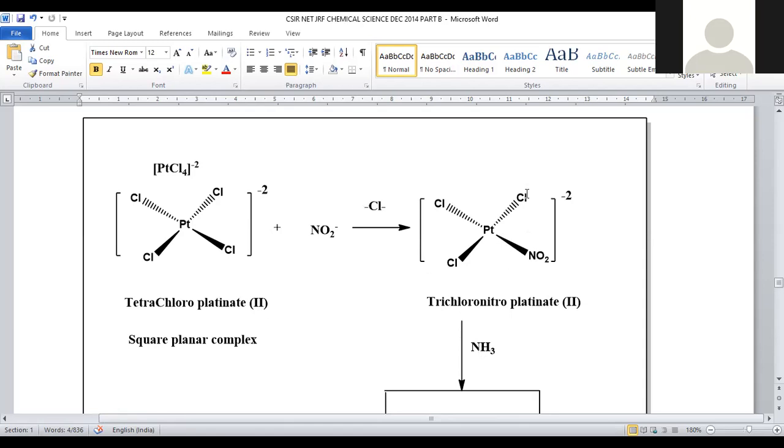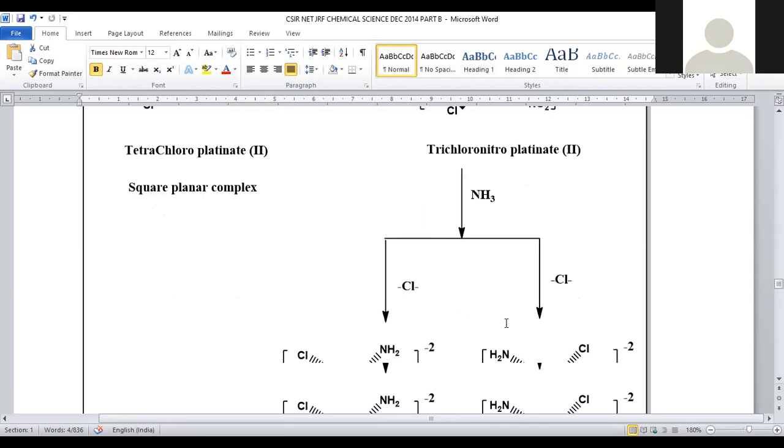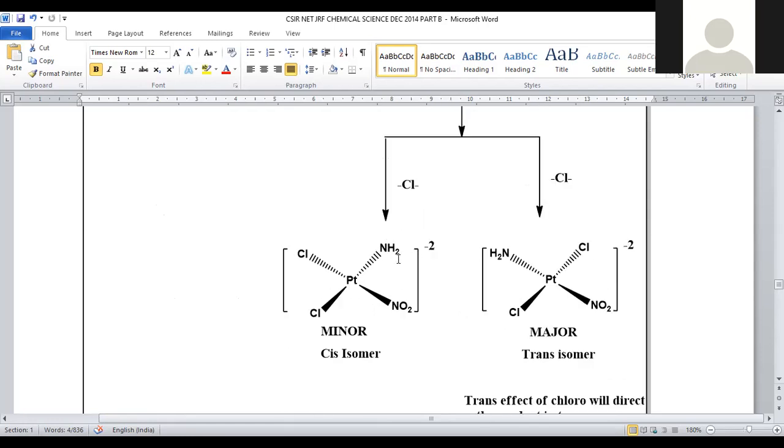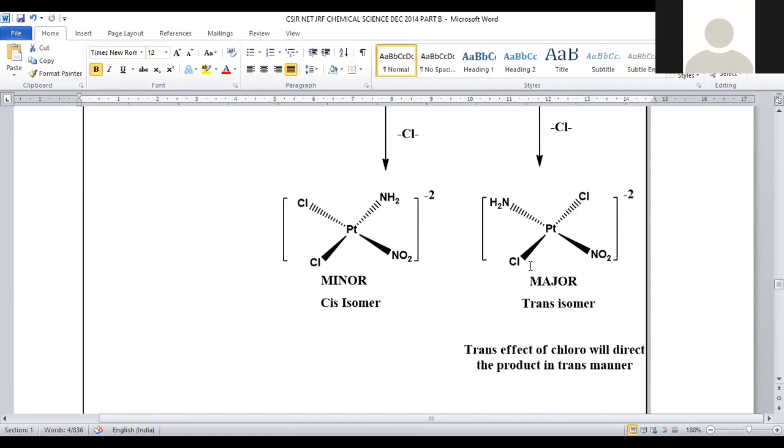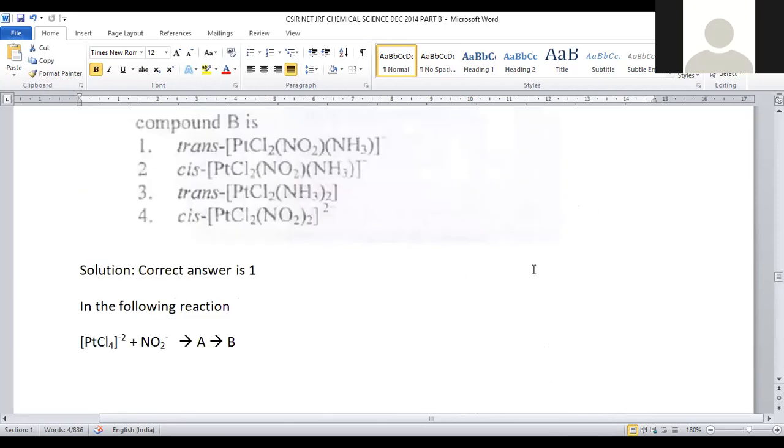When ammonia is added, either this adjacent position or the opposite position can be occupied; both are feasible, right? So here, if we add this ammonia in the adjacent position, this is one product of formation, and this will be another product of formation. The trans product will be the major. Why is it indicated as trans? Because the chloro groups are inclined in this manner. This is said to be trans. Chloro groups in an adjacent manner are called a cis isomer. So the trans product obviously will be the major product because the chloro group has a higher trans effect. That's the reason why the group will always be inclined in the trans direction. So we will get the trans product as the major one.